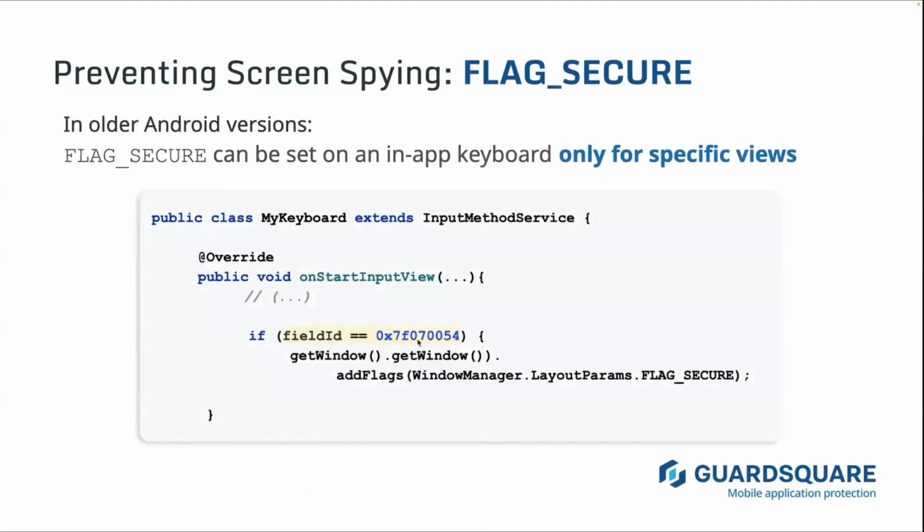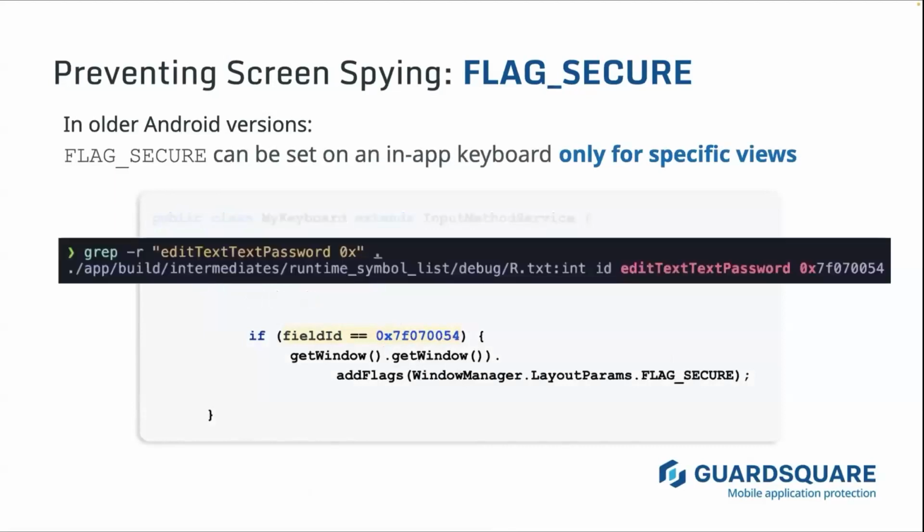So this identifier, we can find it in the runtime symbol list, the well-known R class. So we can see that this is the identifier for a particular view, the password view, the one we were looking for. So as a result, when trying to capture the screen, it will only get black when we are trying to type something on this particular view.